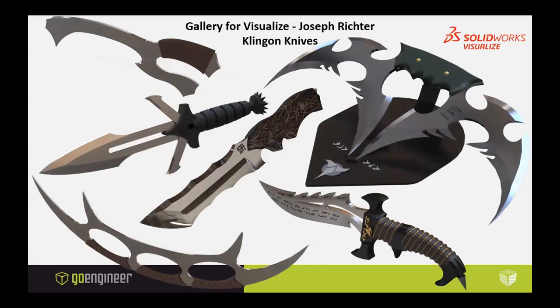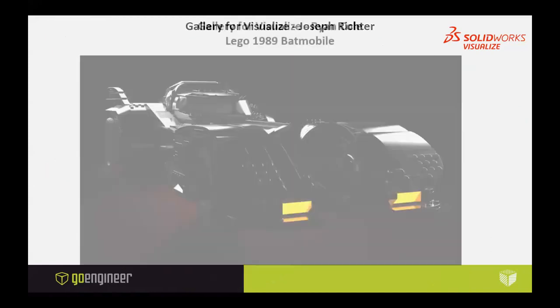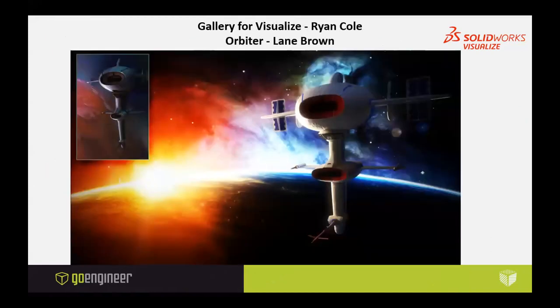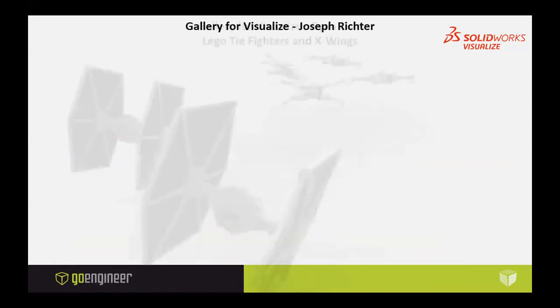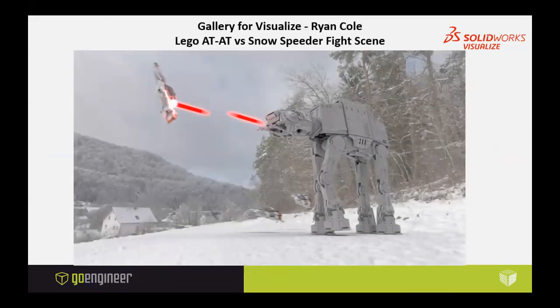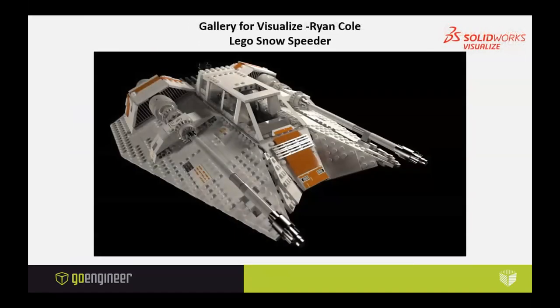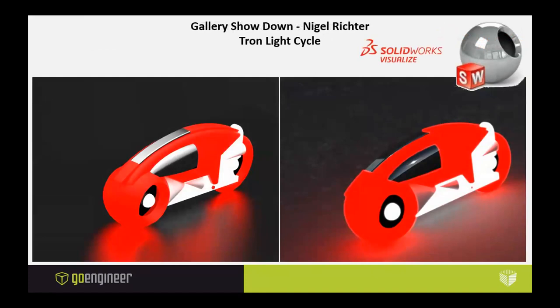And how long does that processing take? Let's see here. I'm familiar with, I think, Nigel's Tron bike. He ran that one last night. This image right there on the right hand side, that one took about 2.5 hours for the computer to crunch it.